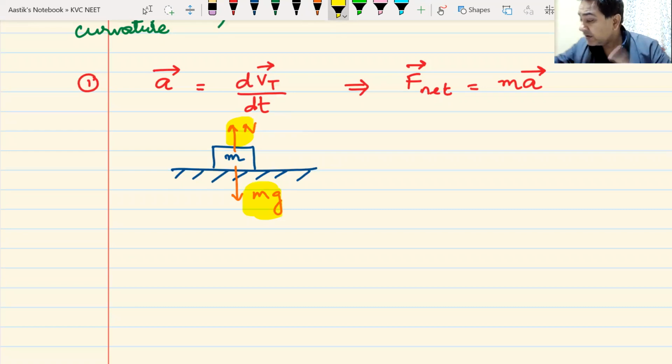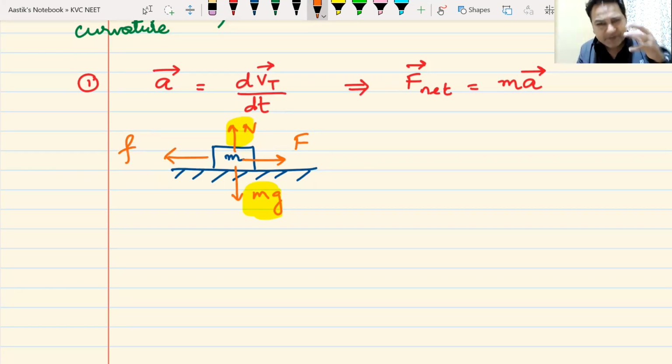But now if I say that there is a force F acting on this particle, and there is a frictional force f, this frictional force f will be equal to mu N. Let us forget that. There is a force F acting on this particle, and a frictional force f in the backward direction. But this particle is accelerating, and the acceleration of this particle is a. If I ask you to write the dynamics equation of this particle, can anyone help me? How will I write the equation?